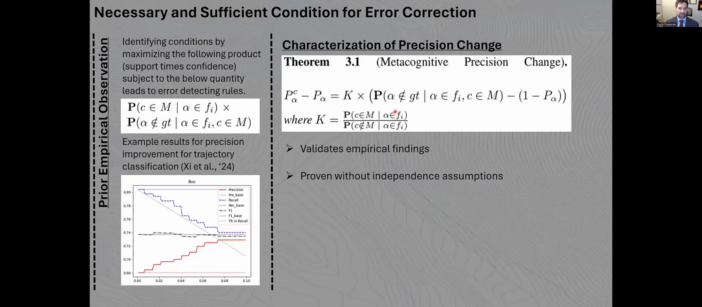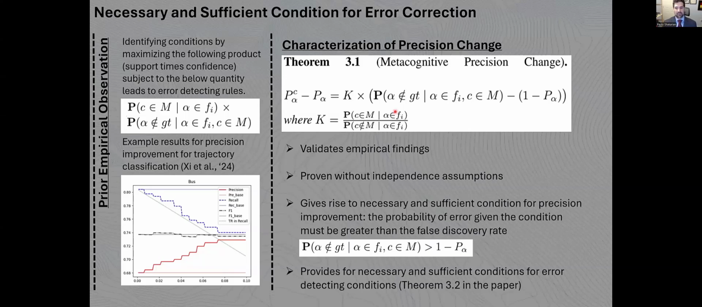So this theorem validates the empirical findings, but what's interesting is we were able to prove this without any underlying independence assumptions. And this is what gives rise to the necessary and sufficient condition for precision improvement. Essentially the confidence of the rule has to be greater than 1 minus the initial precision. And so this also gives rise to necessary and sufficient conditions for being error detecting.